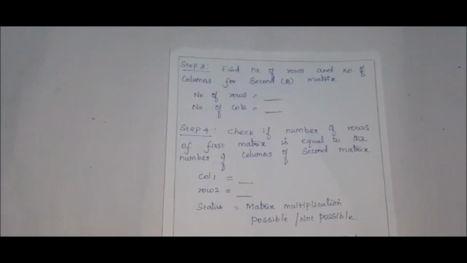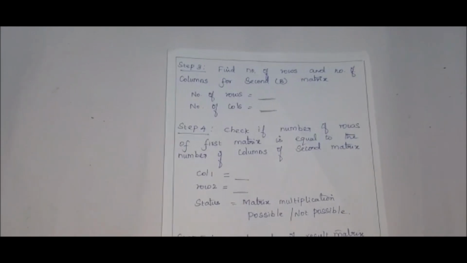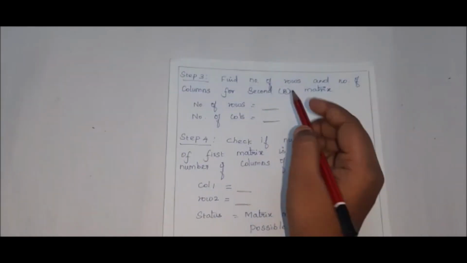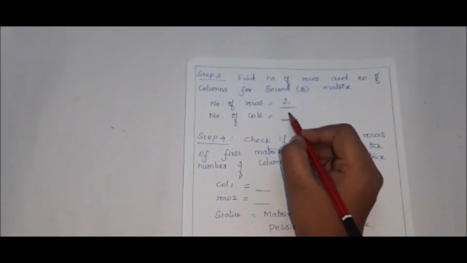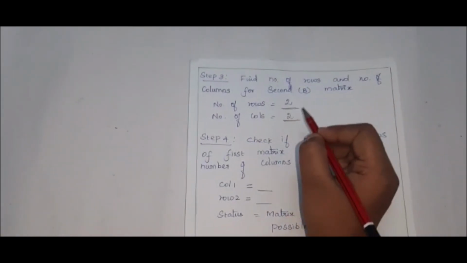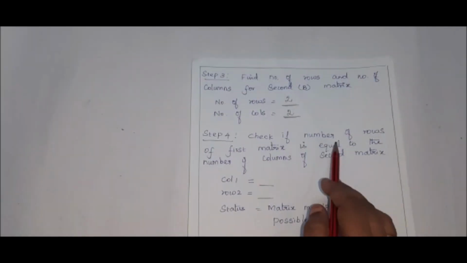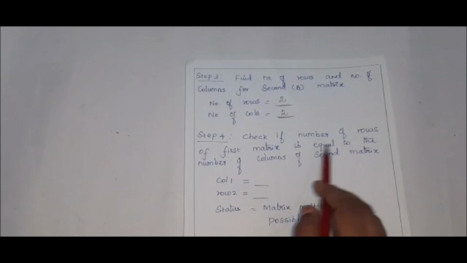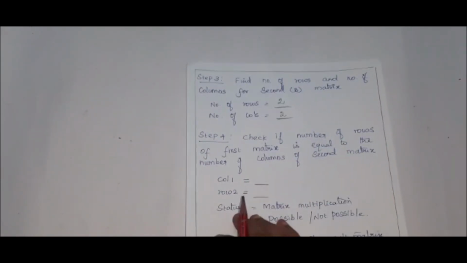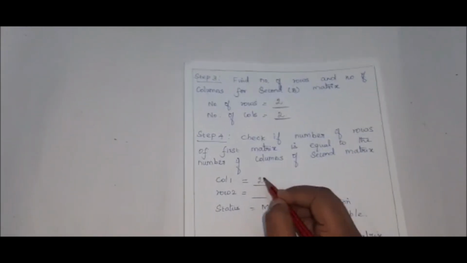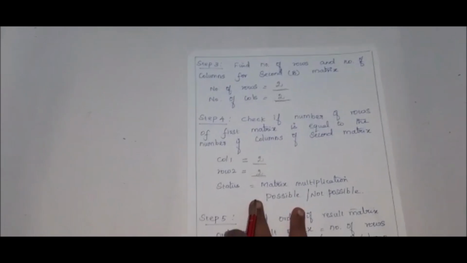In step 3, we need to find the number of rows and number of columns for the second matrix. Here, the number of rows for the second matrix is also 2 and the number of columns for the second matrix is 2. In step 4, we need to check whether the number of columns of the first matrix is equal to the number of rows in the second matrix. Here, the number of columns is 2 and rows is 2, so matrix multiplication is possible.